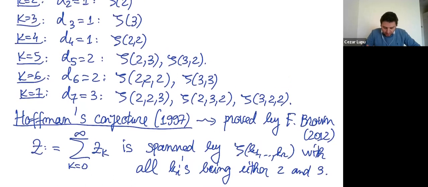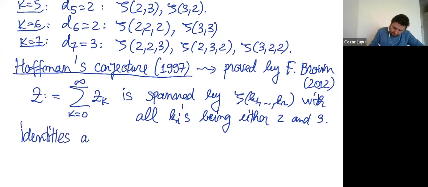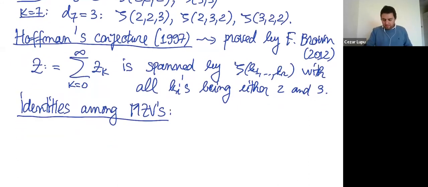Now, just like I said, let's play around with some of these relations. Let's see some identities among multiple zeta values. I'll prove a bunch of them. I was very ambitious in proving most of it, but since we lost time with some technical difficulties, I'm just going to prove some of them.